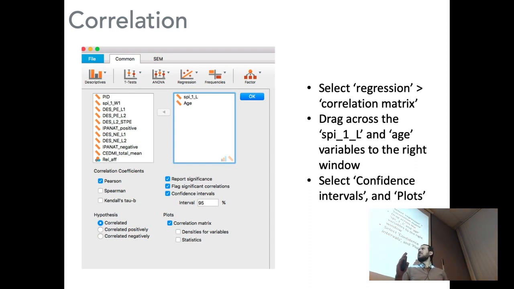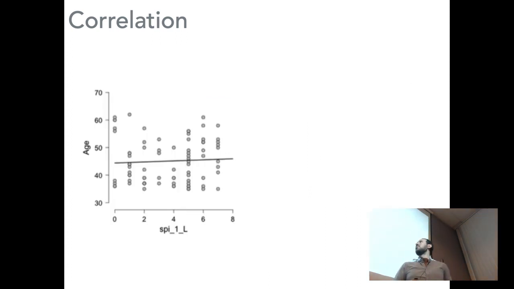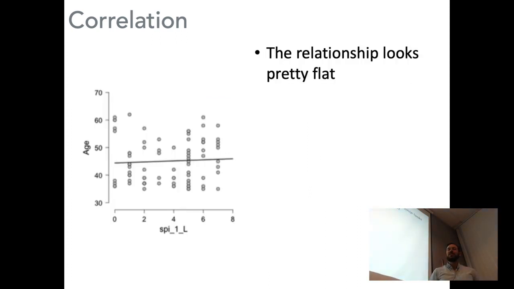You drag them across, and you can see there are a few different options for how to run your statistics, and there are also options for plots. This is going to give you your conventional output, and you can see that the relationship actually looks pretty flat. There's not that much going on there.